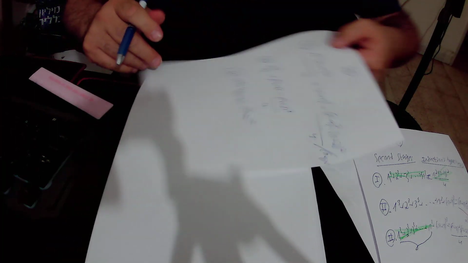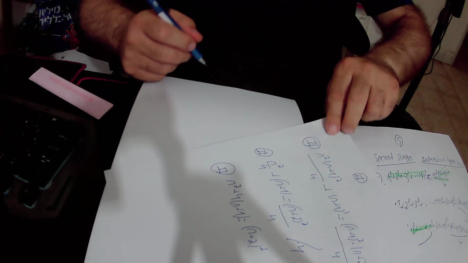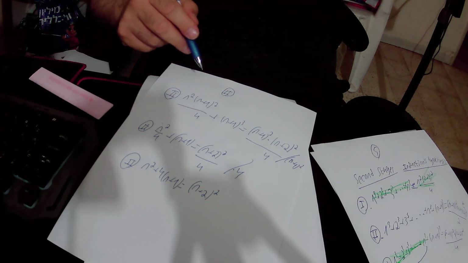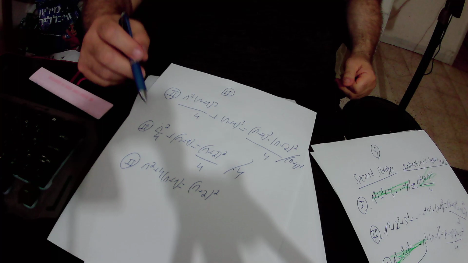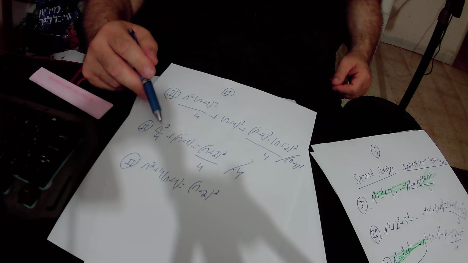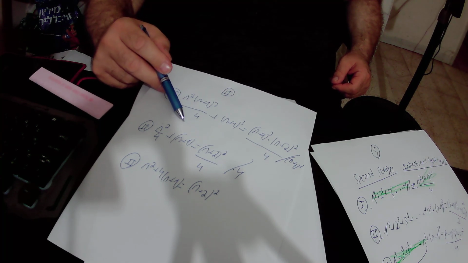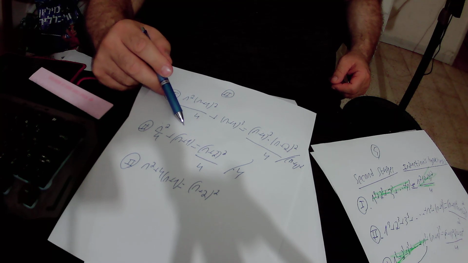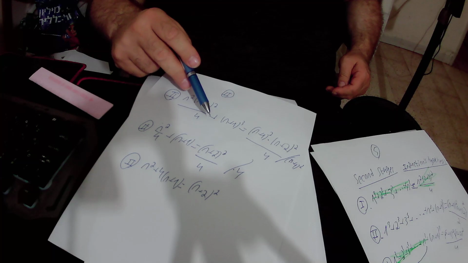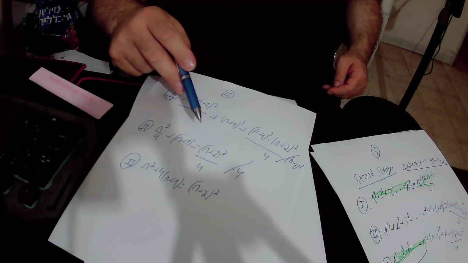So we multiplied both sides of the equation by 4. So n squared divided by 4 times 4 is n squared, and n plus 1 times 4 will be 4 times n plus 1, and n plus 2 squared divided by 4 times 4 will be n plus 2 squared.